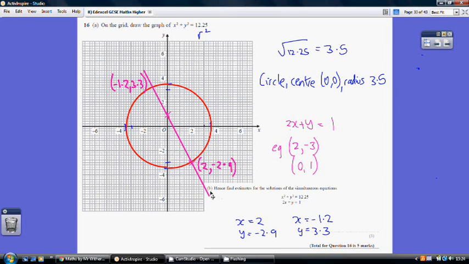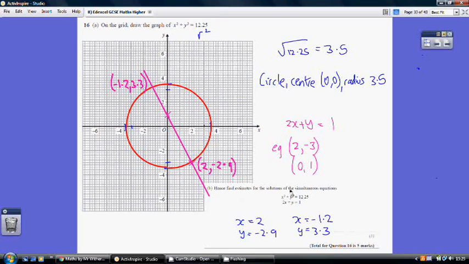Now for part B, hence, we've got to use the graph to find estimates for the solutions of the simultaneous equations of a circle and a straight line. 2x plus y equaling 1 is a straight line. To draw a straight line we need a couple of points. For example, when x is 0, y must be 1, or when x is 2, y must be minus 3, because 2 twos are 4, and 4 take away 3 gives us our 1. So plot the points 0, 1 and 2, minus 3, and then carefully get out a ruler and draw a straight line through those points. You might want to do a third point for luck.